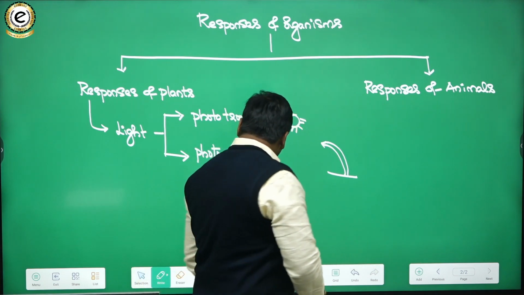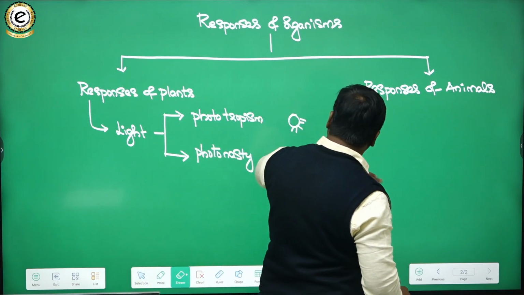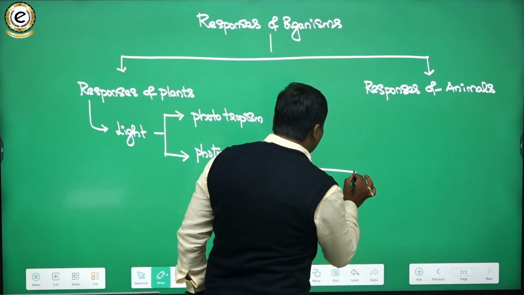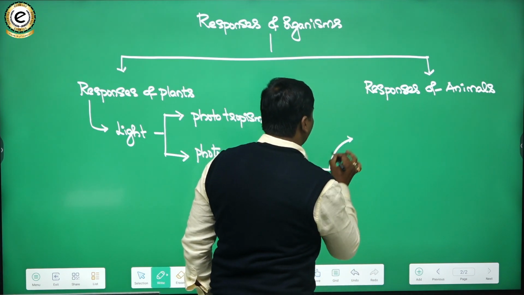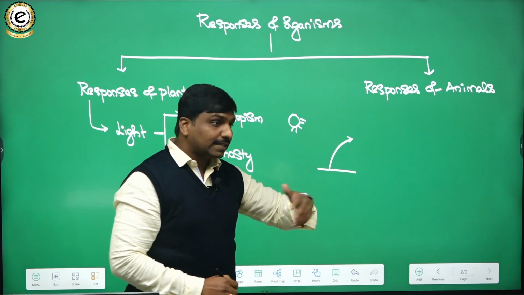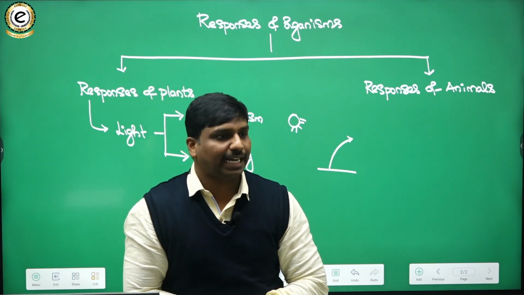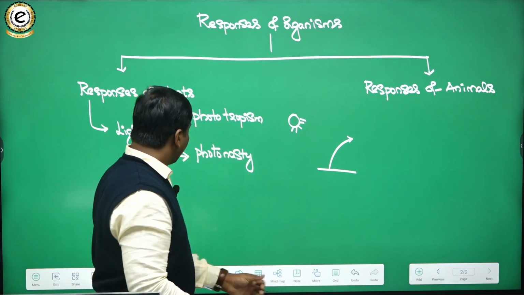And in opposition to this, if the plant tries to bend away from the sunlight, that is known as negative phototropism. These kinds of movements are shown by some plants. So that is one type of response.